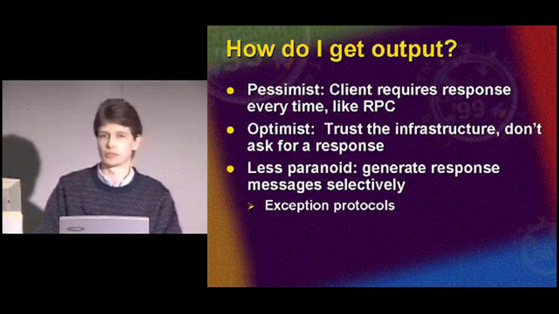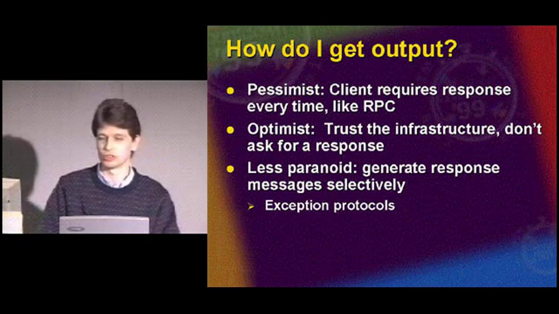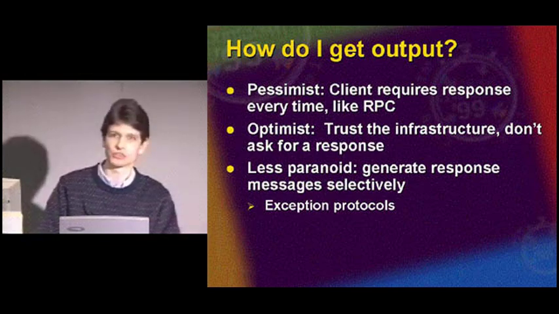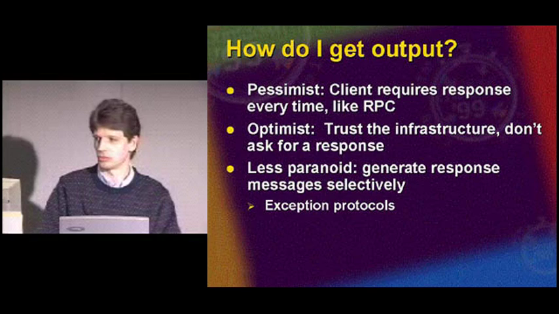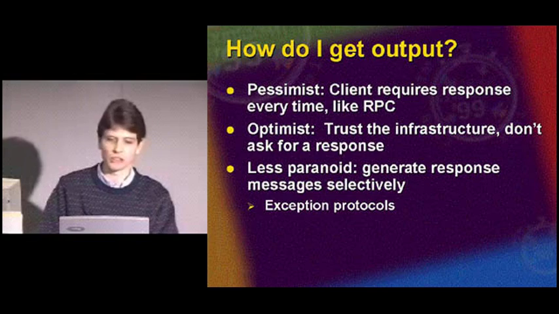There's an optimistic approach, which is I send a request to the server from the client, and I trust that it will happen. I trust that the infrastructure is such that eventually the server will do whatever it's been asked to do, and I don't need to ask for a response in order for that to be the case. There's then a less paranoid case, which is basically to generate selective responses. So, for example, if an exception occurs, maybe I want to see the exceptions, but I don't care if everything succeeded. I just want to see the errors. So there's that class of applications. And we'll see how that can be implemented using queued components.